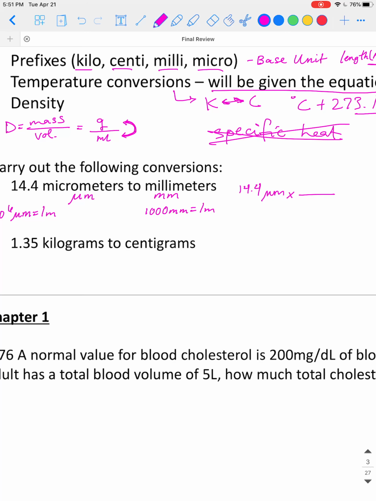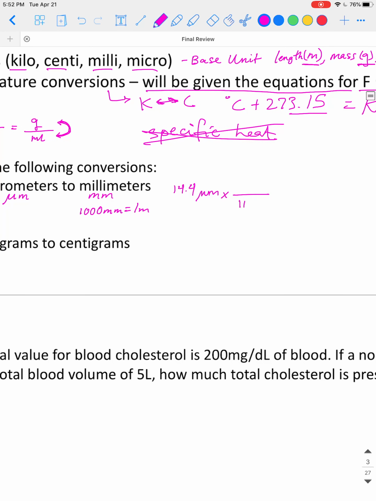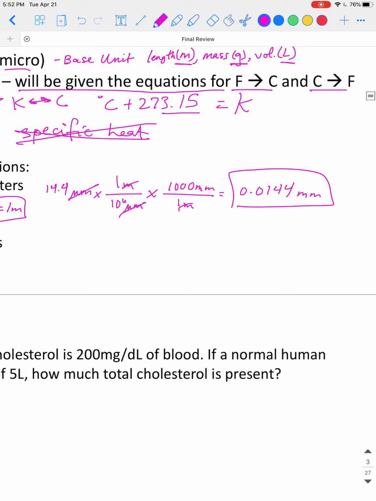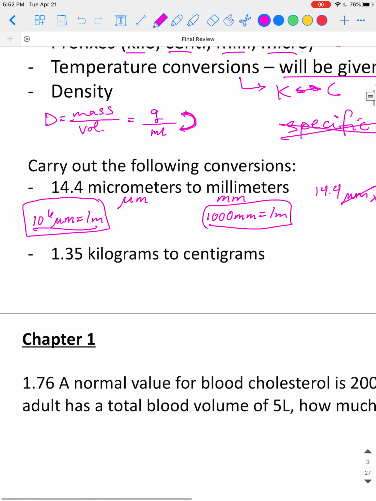So start with the number given, 14.4, and that is micrometers. Then I'm going to convert to meters using this relationship over here. So I'm going to cancel out micrometers, 10 to the 6 micrometers on bottom, 1 meter on top. Now I'm going to go to millimeters using this relationship over here. 1 meter, 1,000 millimeters. Okay, so what you should have is 0.0144 millimeters, and you obviously need to cancel out the units that you have on top and bottom, and this is your answer. Okay, so be able to do simple conversions like this.